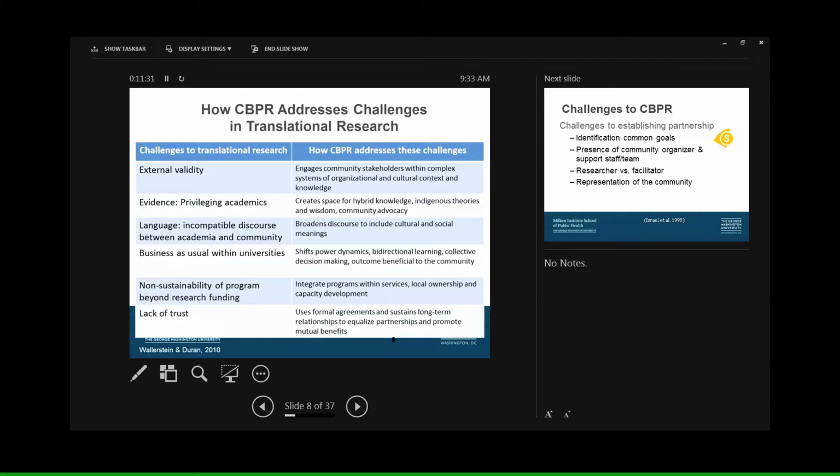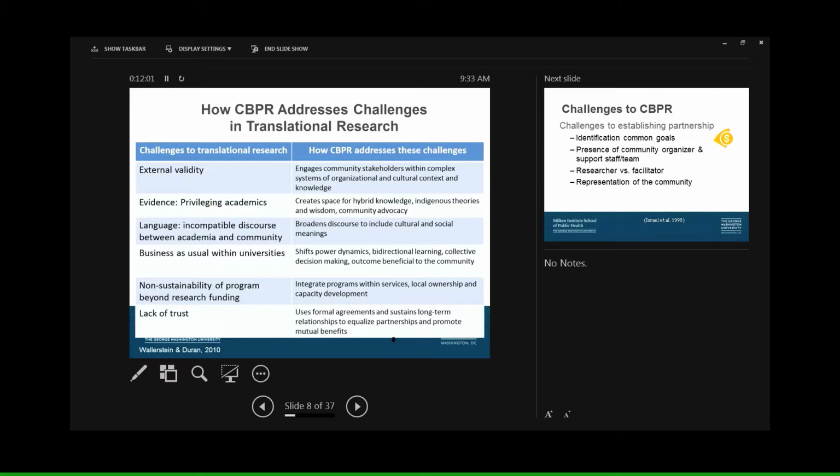Language: incompatible discourse between academia and the community happens with traditional translational research, versus CBPR that really creates a space to broaden the discourse to include social and cultural meanings. Again, here this is talking about business as usual within the university, so we're staying within the walls of the university, like armchair anthropologists, taking the data in and studying it, versus CBPR that shifts the power dynamics.